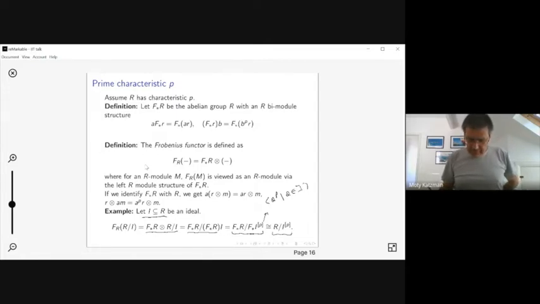This example is terribly important because we're going to come across these things again and again. Let's give a name to I to the square bracket P. This is the Pth Frobenius power.